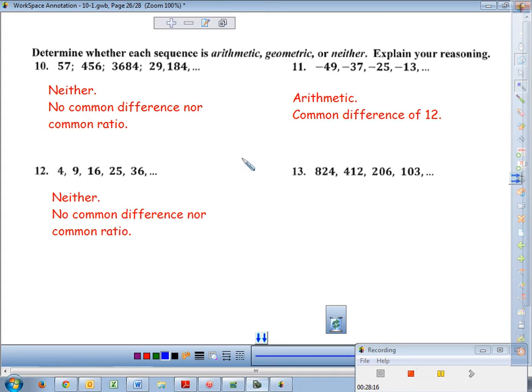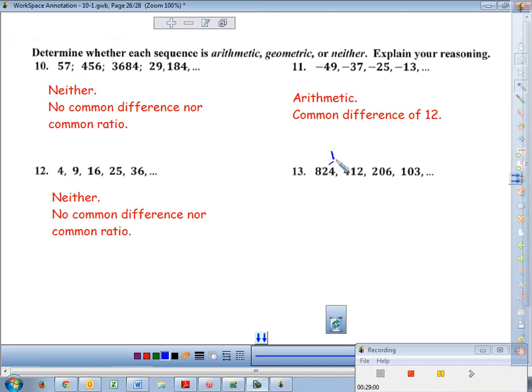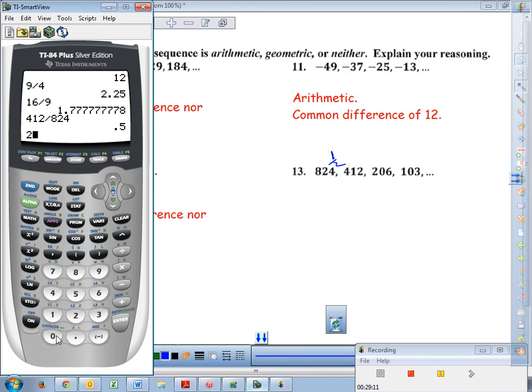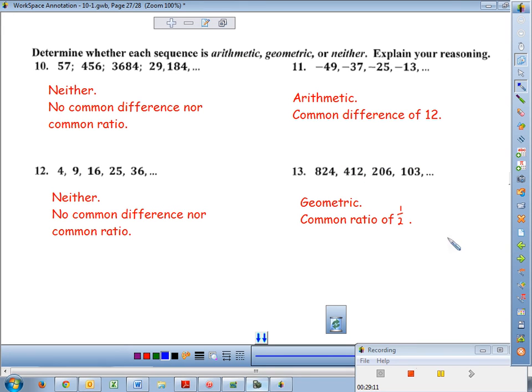So interesting. And then finally, to me, it looks like maybe this is geometric. It looks kind of like each term is half as much. So let's see if it really was. Let's take 412, the second term, divided by the first term of 824. Boom, I got 0.5, so you can write 1/2 down. And then see if it happened again. 206 divided by 412, half. 103 divided by 206. Boom. I kept getting a half back. So this is geometric because there's a common ratio of 1/2.